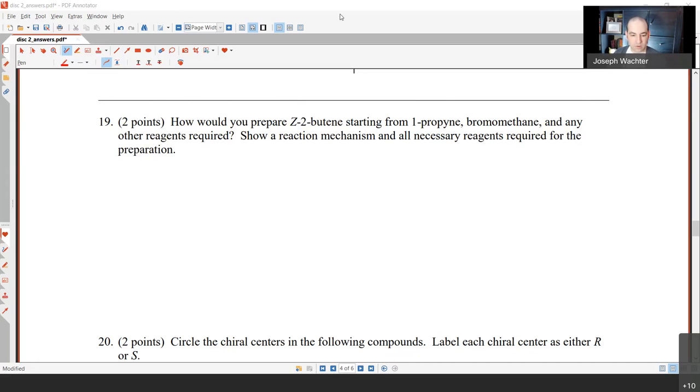All right. So let's take a look at these. How would you prepare Z-2-butene starting from 1-propyne, bromomethane, and any other reagents required? Okay. So let's look at Z-2-butene, from 1-propyne, bromomethane, and whatever else is required.